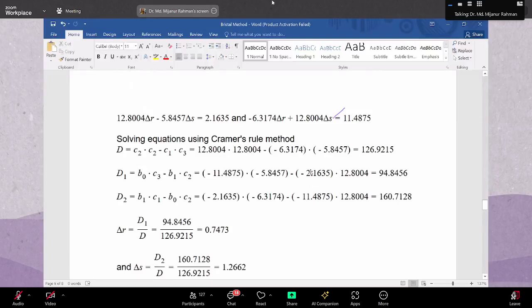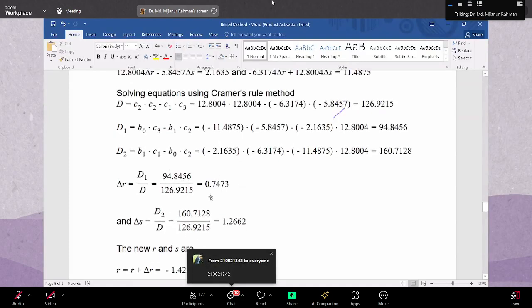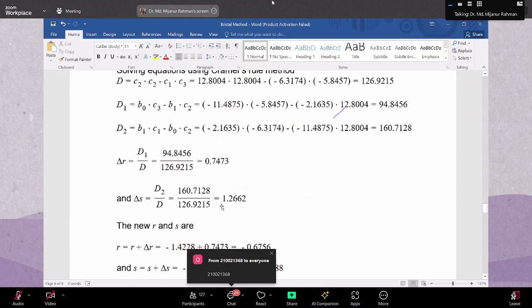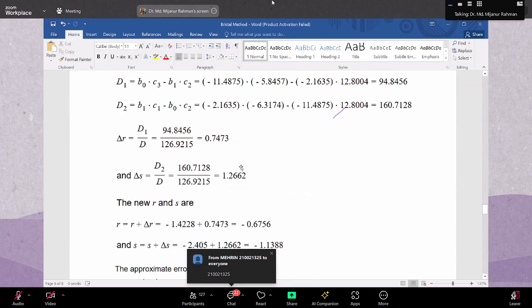Please remember this. Grammar rule we don't need. We'll directly apply to calculator and it will give us these two results, delta R and delta S. Already changed the value. Drastic change we get. But still, we have to check if it is within the limit or not.